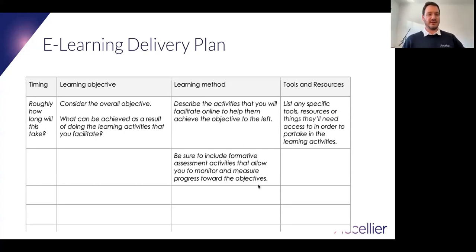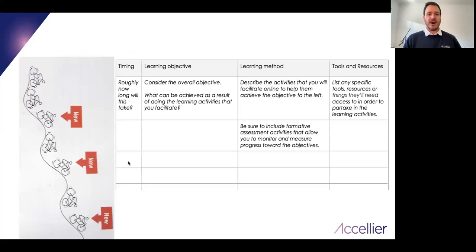So you've got on the left-hand side there, timing. So how long are they going to spend on a certain thing? What the objective is, what the method of learning that objective is, and what tools and resources they can use to achieve that objective. There's a few little guidance notes there. And so if you want to equate that back to the diagram we had of the bicycle, this is it kind of flipped on its side.